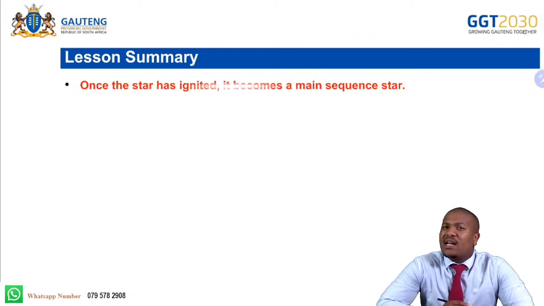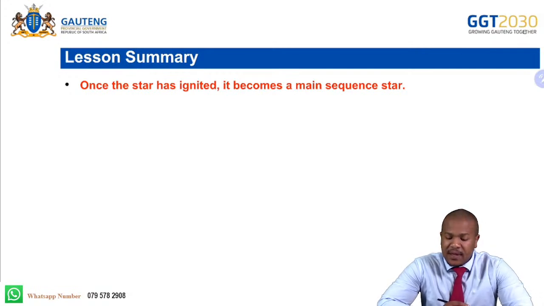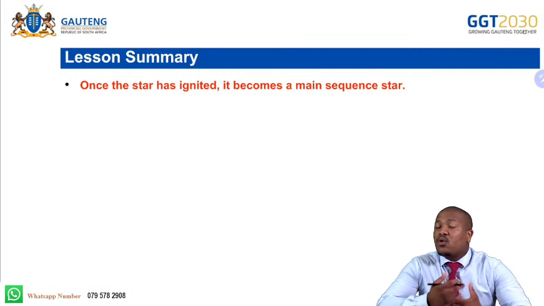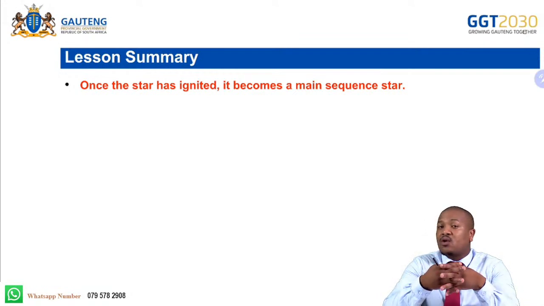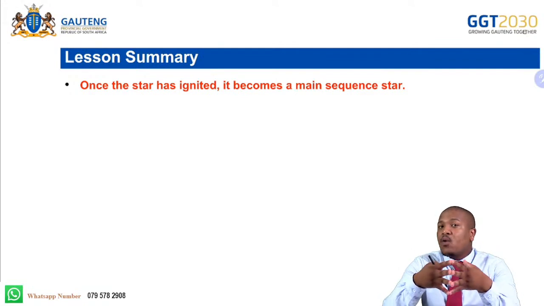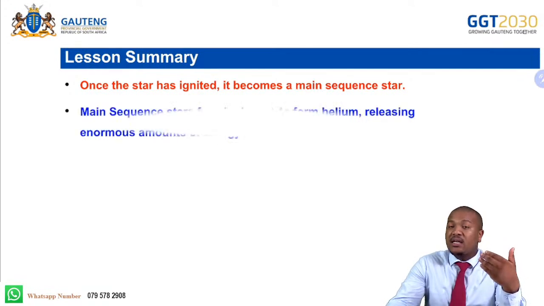So today we're talking about the life and death of stars. We said that once the star has ignited, it becomes a main sequence star. But before it ignites, let me remind you again, a star is formed from that collection of dust particles and gas particles called what? The nebula. From the nebula, it forms what? A protostar, which will then be a star at a later stage due to nuclear fusion. Once it has ignited, it is in its main sequence.